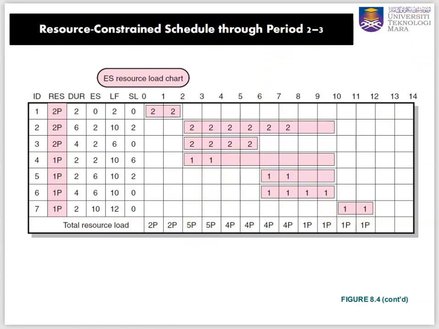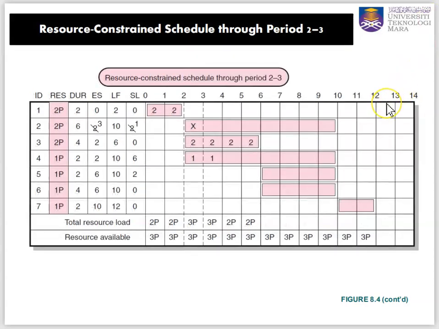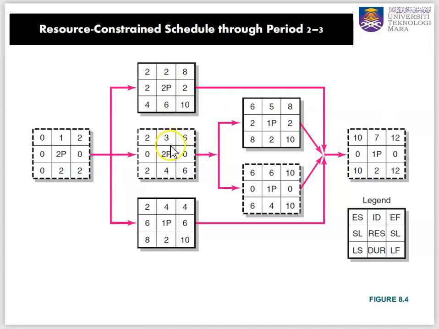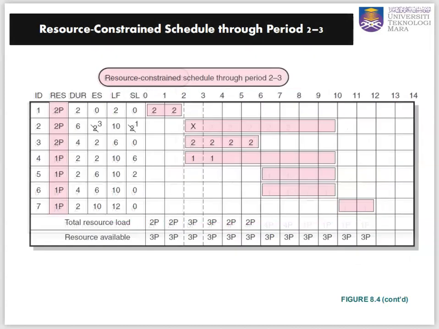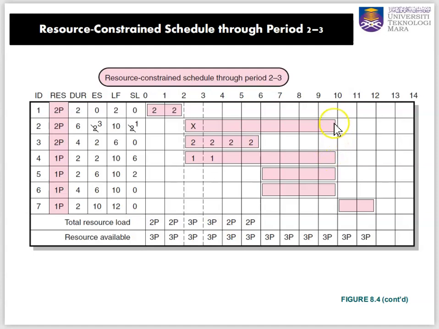Now, if you look through period 2 and 3, so period 1 we don't have any problem. We have 2%. Let's say our resource constraint is that at any time, at any day, we can only use 3%. Let's say we can only use a maximum of 3% of our resource available each day.